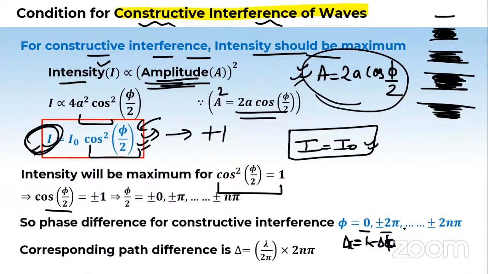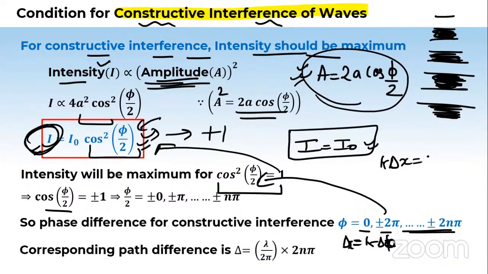See, we got the angles for which the intensity will be maximum. Now we need the path difference. Remember, the formula is k delta x equals delta phi. k is 2 pi by lambda. Delta phi will be equal to 2n pi, so 2 pi and 2 pi will cancel. The path difference will be n lambda.